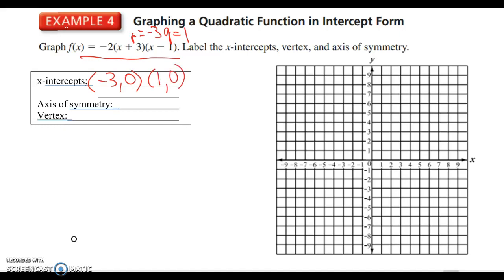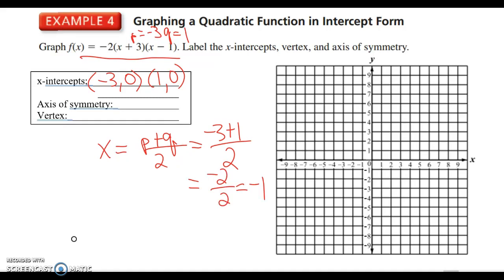My axis of symmetry, to find that, I know I do p plus q divided by 2. So -3 plus 1 divided by 2. And what do I get there? I should get -1. Awesome. So my x = -1 is my axis of symmetry, and I can go ahead and sketch that on my graph. I can also plot my x-intercepts.